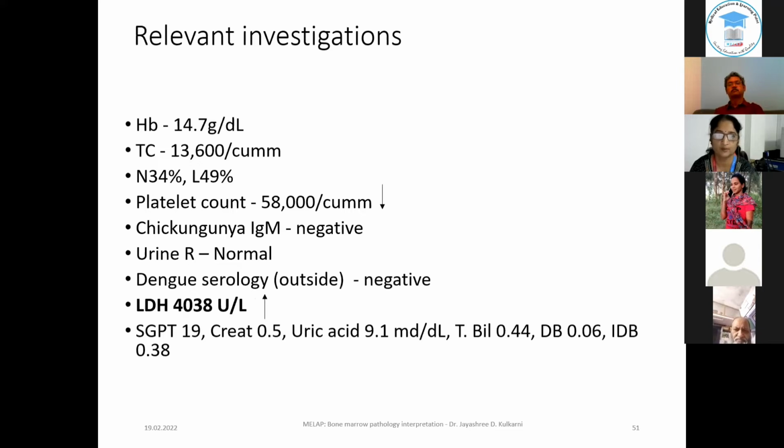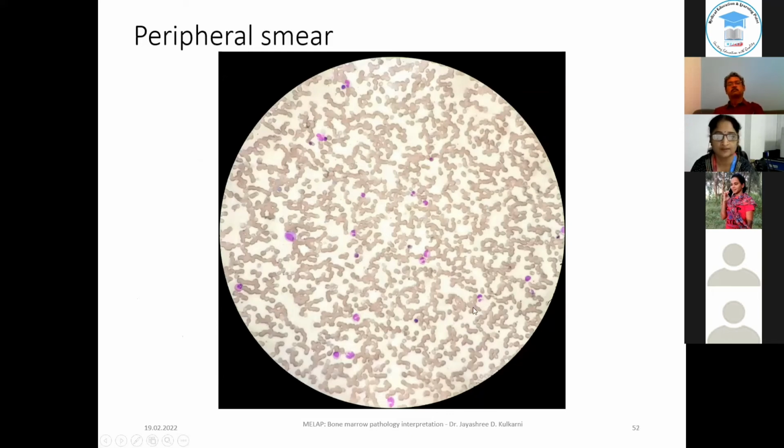Bilateral lymphadenopathy was there. On the CBC, the counts looked okay, but there was thrombocytopenia, and look at the LDH. It was very high, 4038 units. On the peripheral smear, we didn't have many abnormal cells. However, in this view, you could see a normoblast. This is very useful for me when you think of a marrow infiltrative disorder.